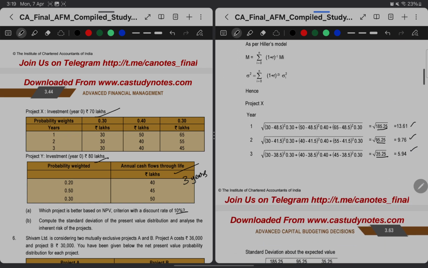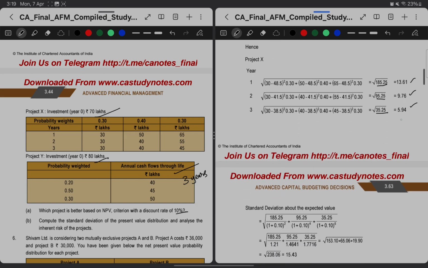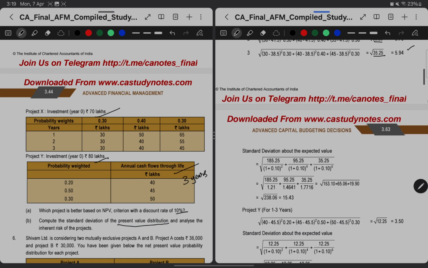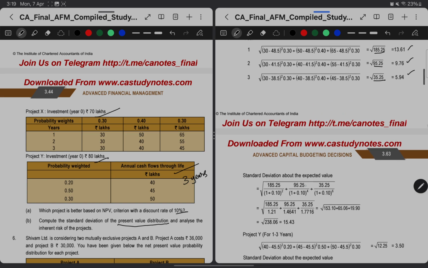Now as we have seen in problem 1, practical question 1, we have to get the standard deviation of the present value distribution. So how we'll get this? We'll take the variance of years, then divided by discounting each year but multiply by 2. So for first year 1 into 2, second year 2 into 2, third year 3 into 2. So discounting in this way, we will get the standard deviation of the present value distribution 15.43 for project X.